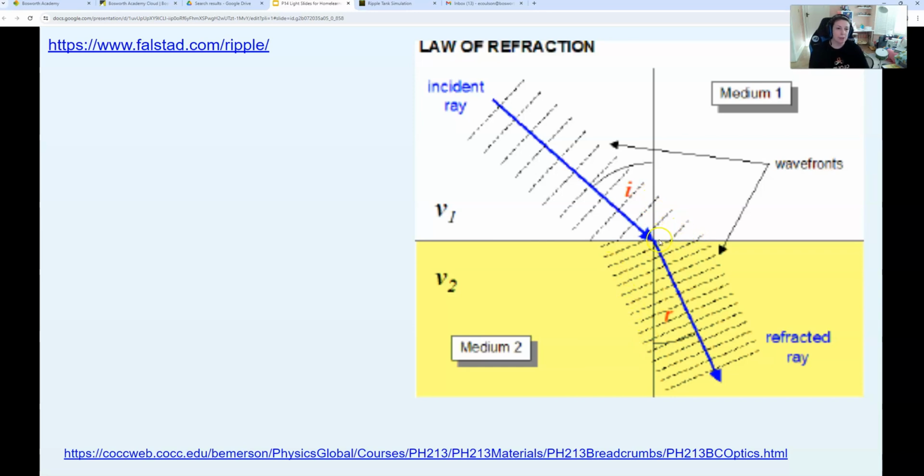And that effect causes it to bend round. So the refracted ray makes a smaller angle with the normal because part of the wave is travelling slower, which causes the wave fronts to bend. So you need to be able to draw this wave front diagram as well.